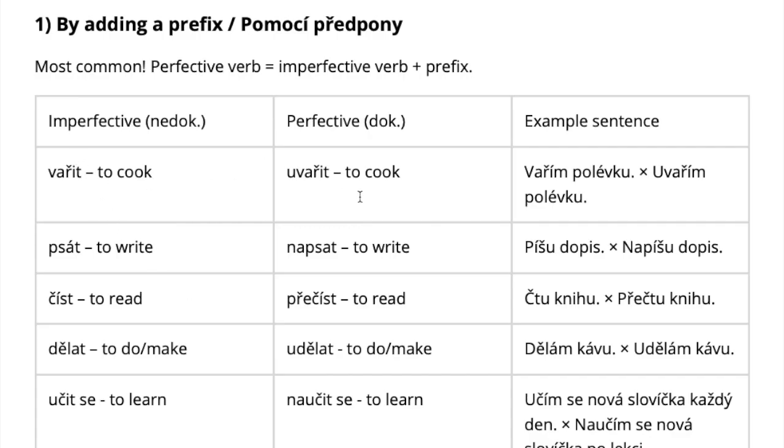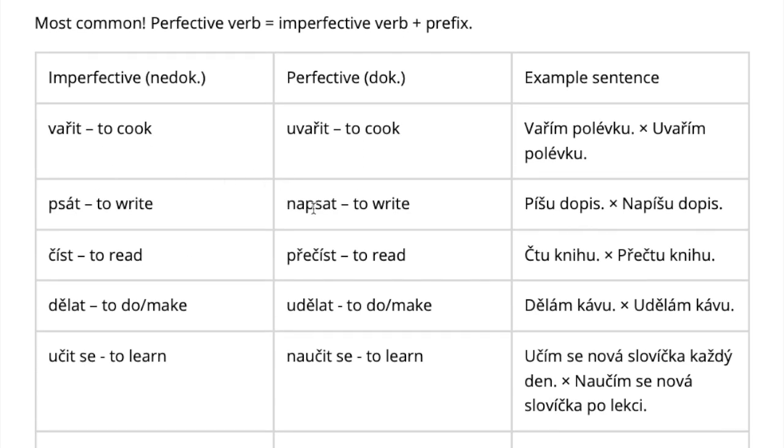Vařit, uvařit. Psát, napsat. Číst, přečíst. Dělat, udělat. Učit se, naučit se. Dívat se, podívat se. So these are some examples of perfective verbs created by adding a prefix. Toto jsou příklady sloves, která byla vytvořená pomocí předpony.